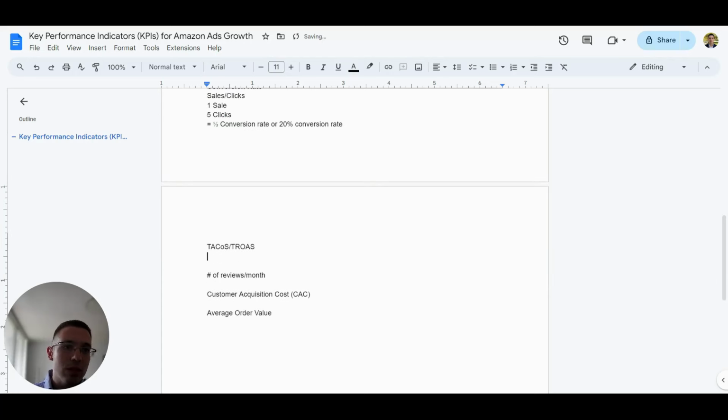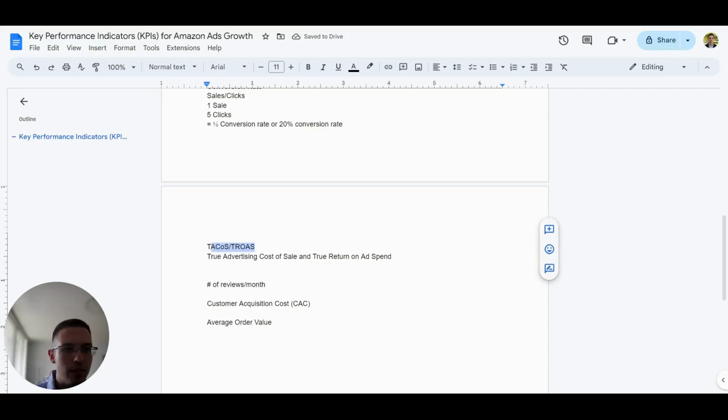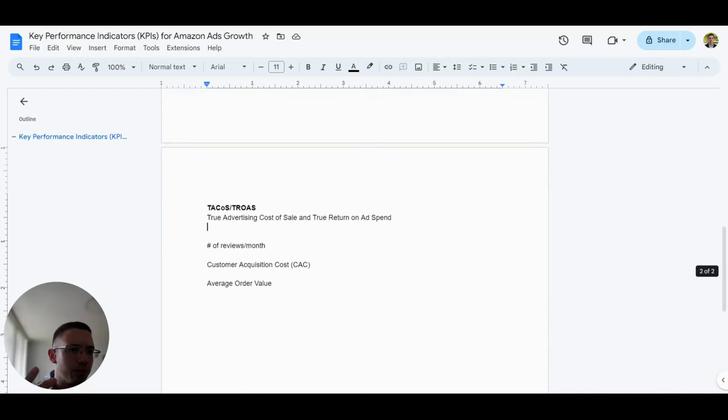TACOS and TROAS, this is one of the more important KPIs that I don't see a lot of people talk about, that we use at Hawkeye very often. It stands for true advertising cost of sale and true return on ad spend. The idea behind these is that it's taking a very narrow view to only look at revenue generated from advertising. With ACOS, you log into Seller Central, you go to Campaign Manager, and you'll see the sales directly attributed to advertising. And that will give you your ACOS or your ROAS.